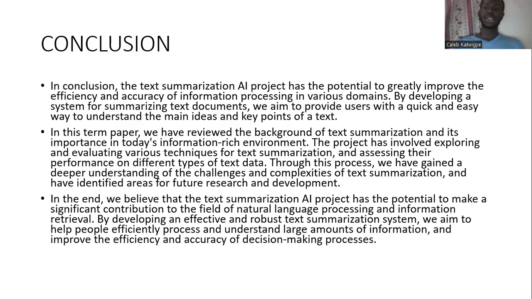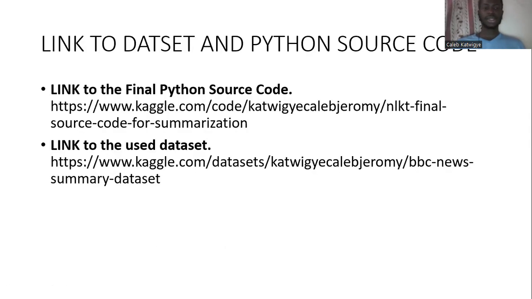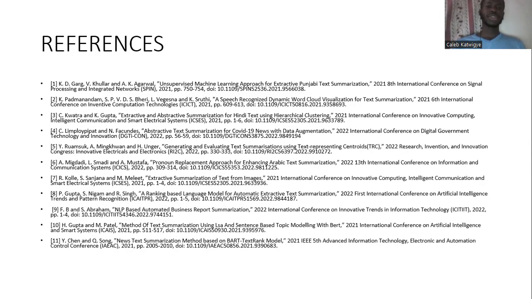We do a lot of research, a lot of reading. So we need to find ways of generating the most important information from all that information that we find online. And then in the future, of course, we shall develop this and explore more of the abstractive techniques. But in this case, we're using the extractive technique. So these are the links to the data set and the Python source code on Kaggle. And then those are the references.